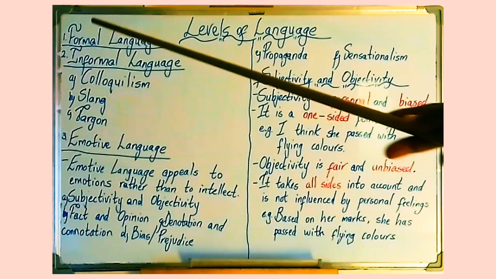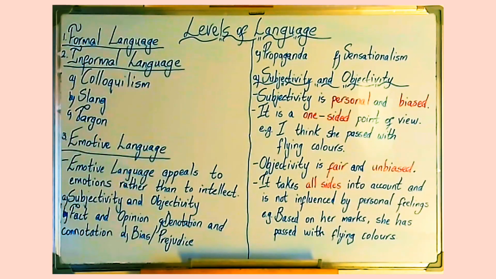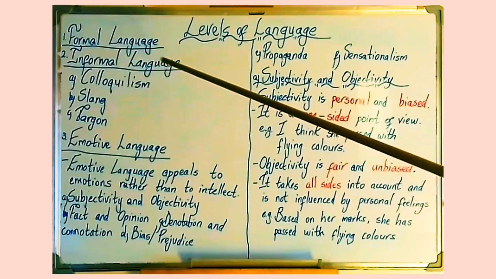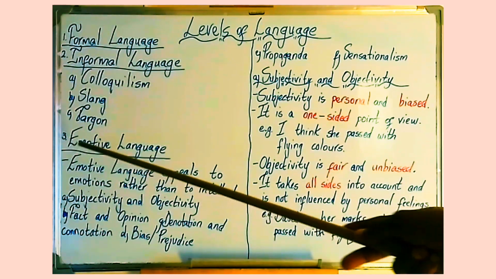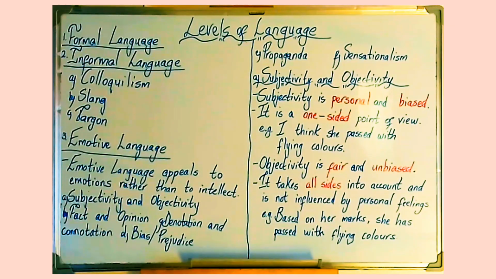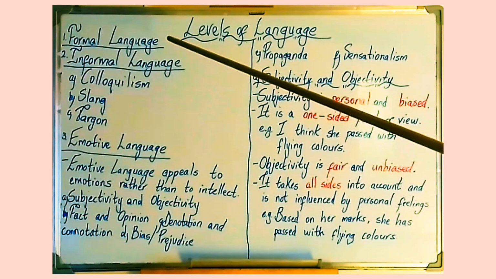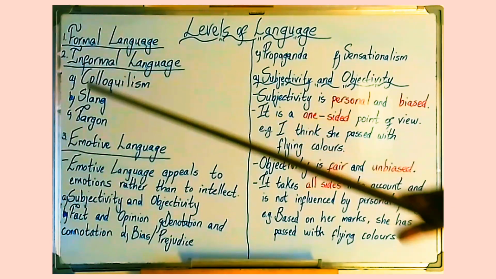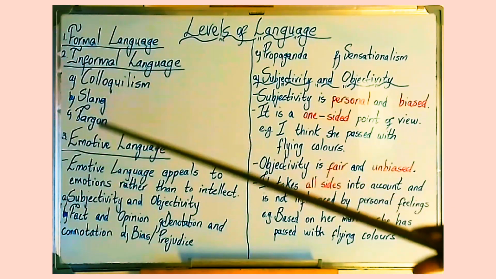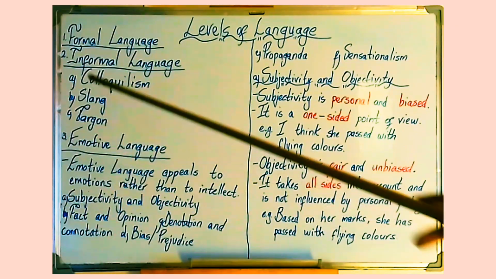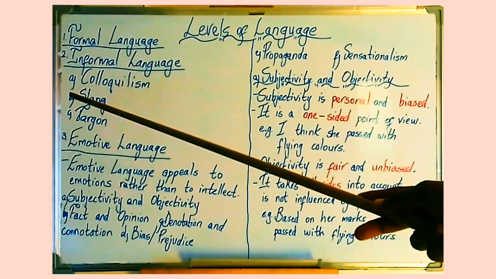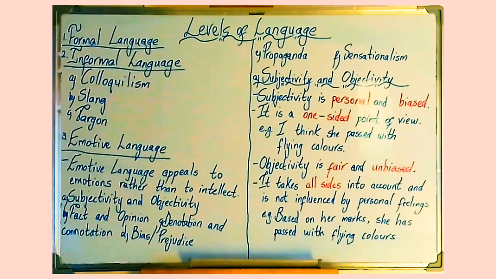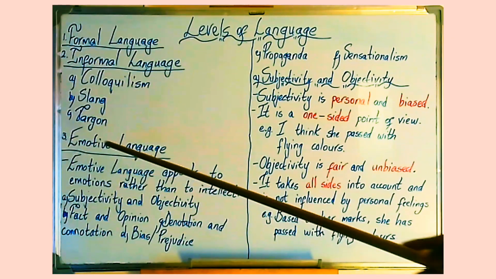We said we have 3 types of levels of language. We have number 1, which is formal language. We have number 2, which is informal language. And we have number 3, which is emotive language. So we already learned about number 1, formal language, and number 2, informal language. And under number 2, we already learned about 3 different types of informal language: letter A, colloquialism, letter B, slang, letter C is jargon. So today we are learning about number 3, which is emotive language.